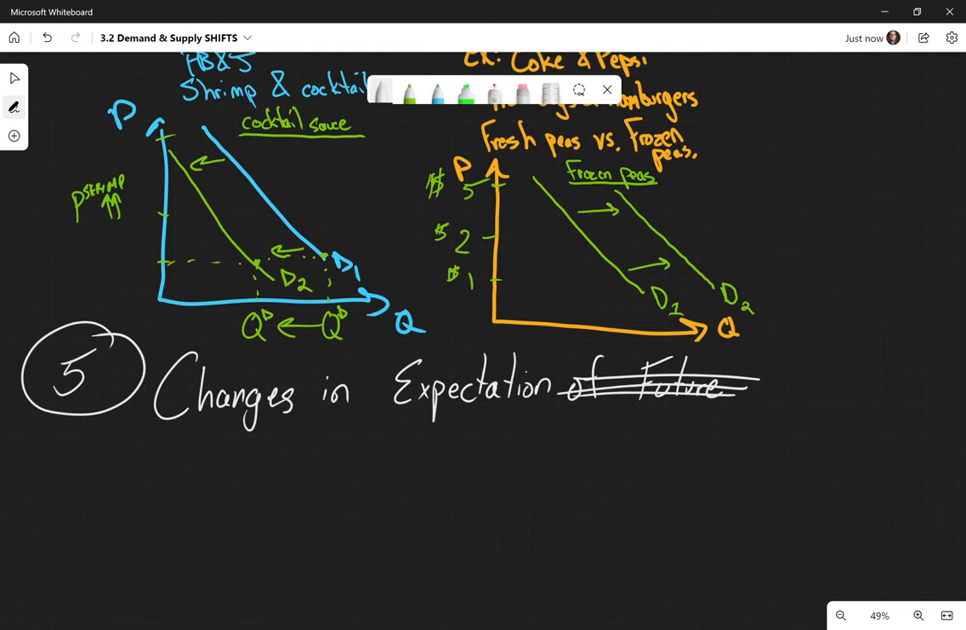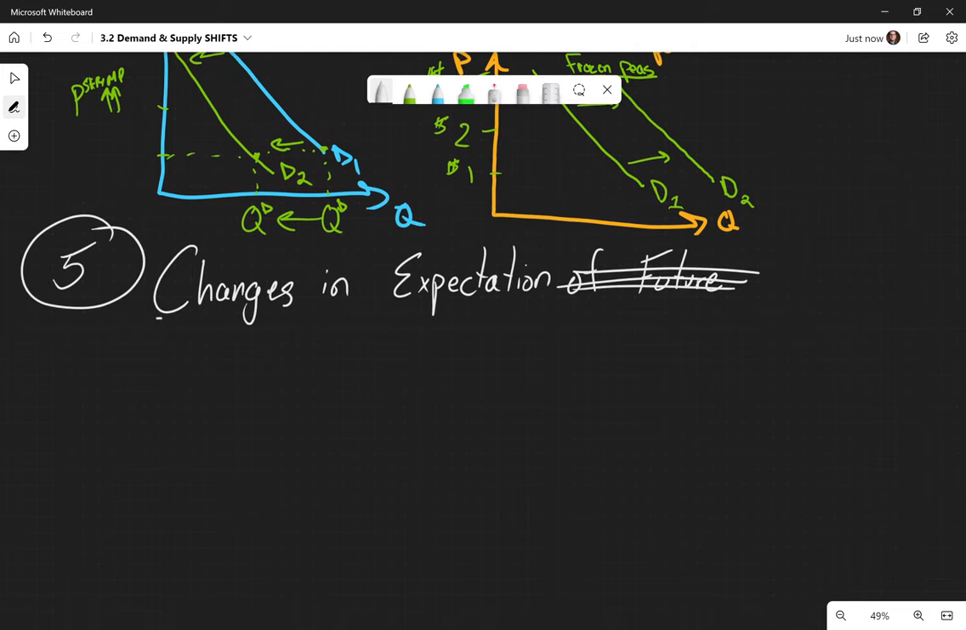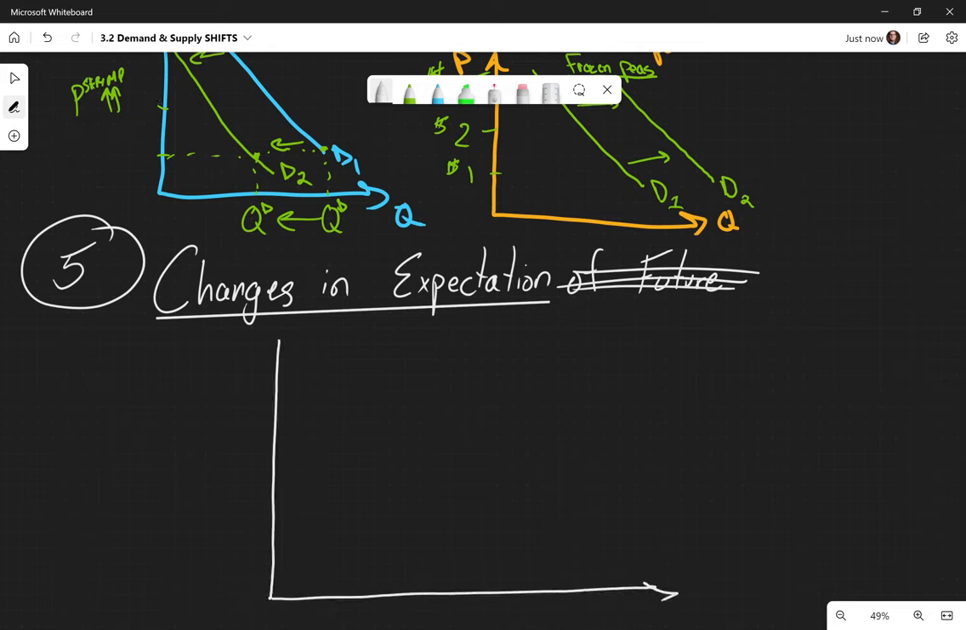So what's going on here? Well, we kind of saw this during the COVID epidemic, right? People thought that everything was going to shut down and they weren't going to be able to get any goods, right? And so everybody went out and panic bought canned goods and toilet paper and paper towels and all sorts of stuff, right?